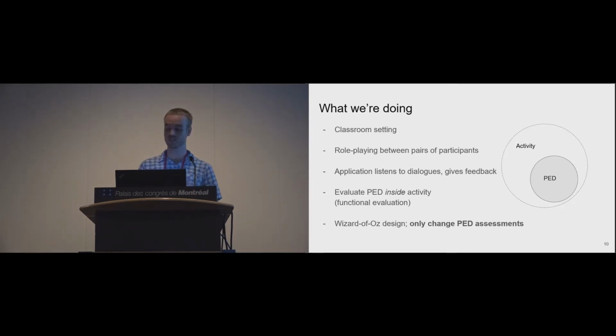Critically, the only feedback we alter from the wizard is what the PED is responsible for, whether words were correctly or incorrectly pronounced. We then check what effect those decisions had on the perceptions of both the participants and the wizard. We call this a functional evaluation, since it asks how the PED specifically contributes to the activity. We hope to see whether intrinsic evaluations of a state-of-the-art PED were able to generalize to a functional evaluation in a role-playing activity.